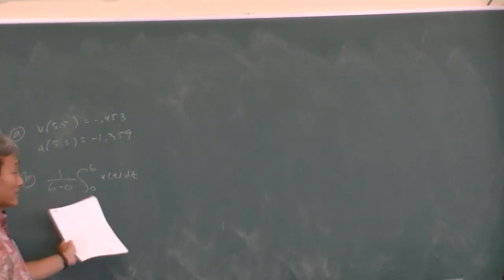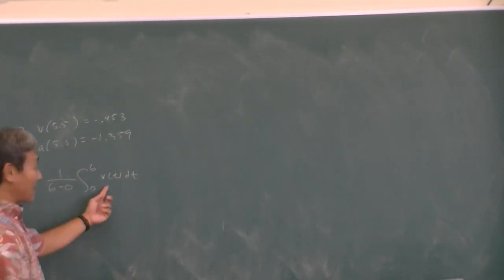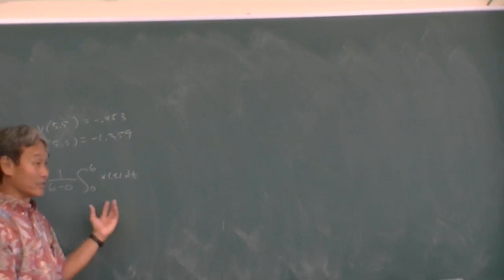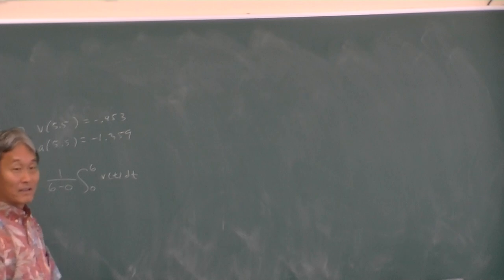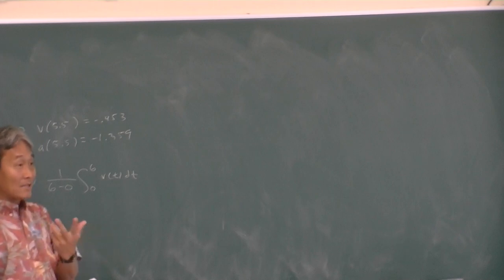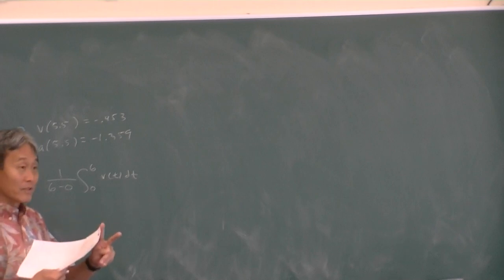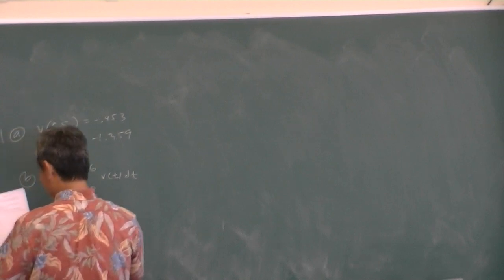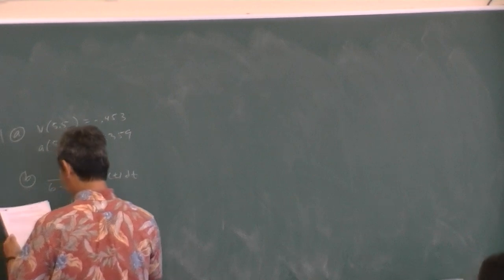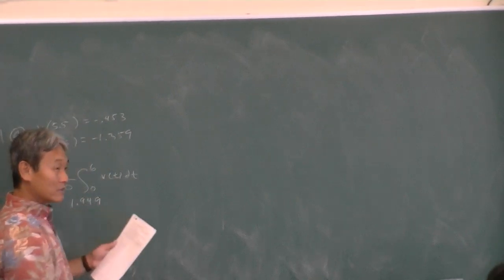Because the velocity is defined in the problem, you can just write v. You don't even have to write v of t. That's 1 point. You want the other point, you math 9 that on your calculator. Most of the time, that's what's going to happen. It's 2 points: 1 point for the integral, 1 point for the answer. So if you math 9 this on your calculator, you get 1.949.